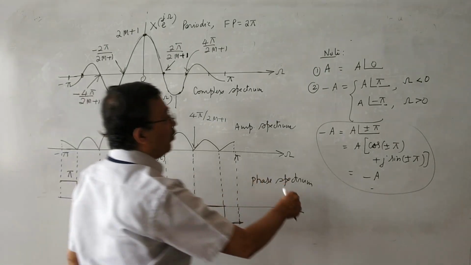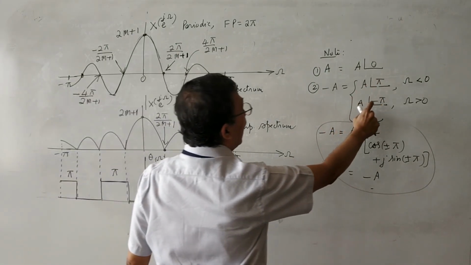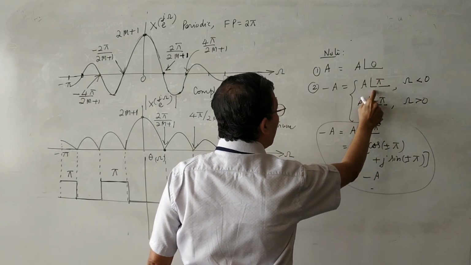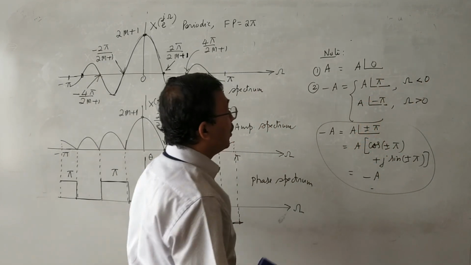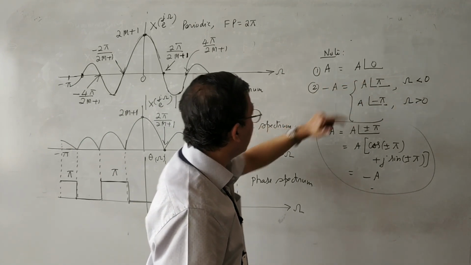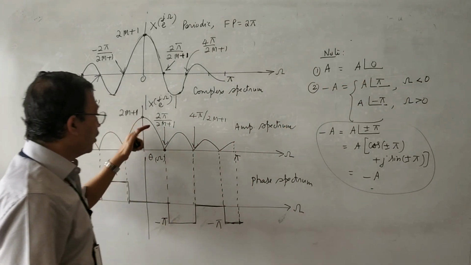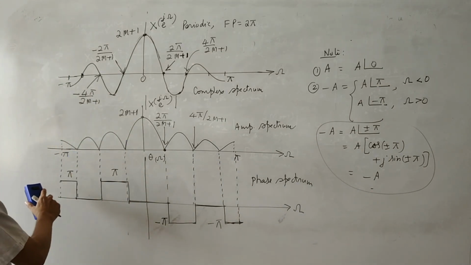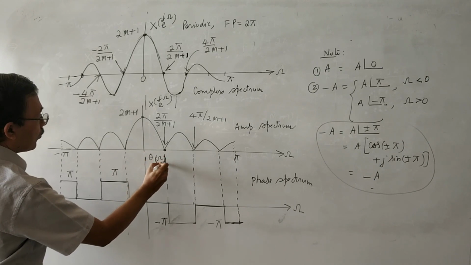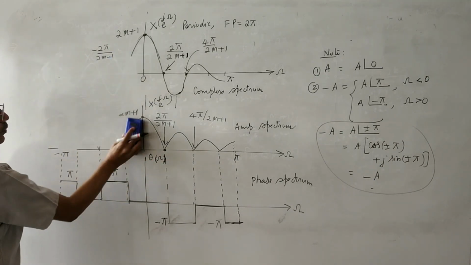As a matter of convention, all authors take the angle as minus pi when omega is greater than 0, and the angle as plus pi when omega is less than 0. This is a matter of only convention. Even if this convention is reversed, nothing is wrong. With this, we conclude this problem. I will now go to the next one.